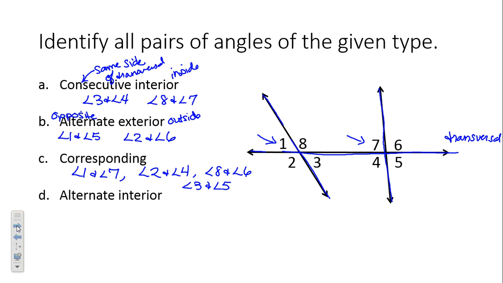Okay. Last part. What are alternate interior angles? Alternate means opposite sides. Interior means inside. So we want opposite inside angles. Alternate interior. So which are my inside angles? 3, 4, 7, and 8, right? So which one would be alternate interior to angle 8? 4. And what would be the other pair of alternate interior angles? 3 and 7.